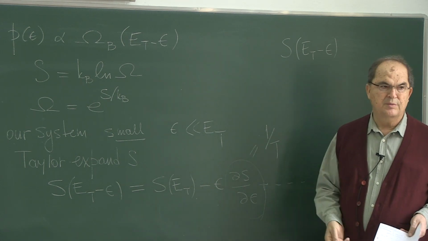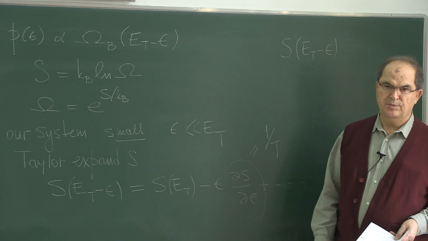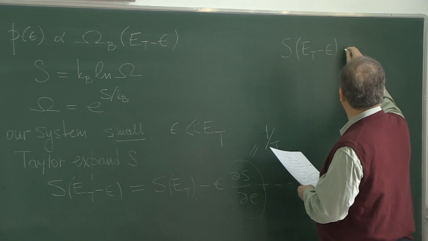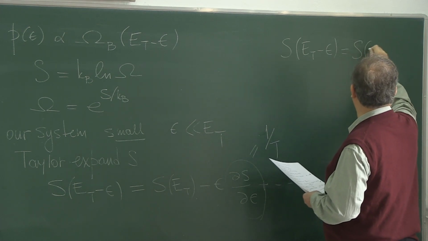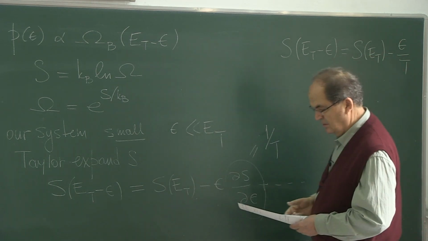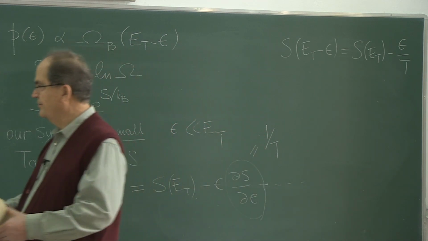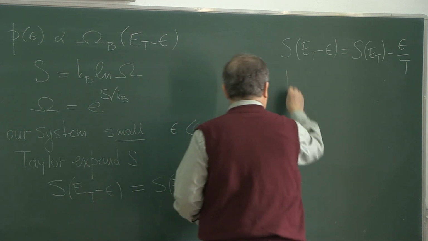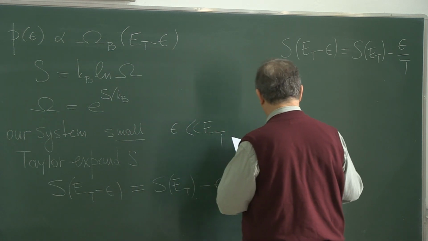But epsilon is very small, its square is even much smaller. So that becomes S(E_T) minus E over T. So I hope this will help you to recall what you have done in undergraduate course. Well, if that is the case, we can get the probability.